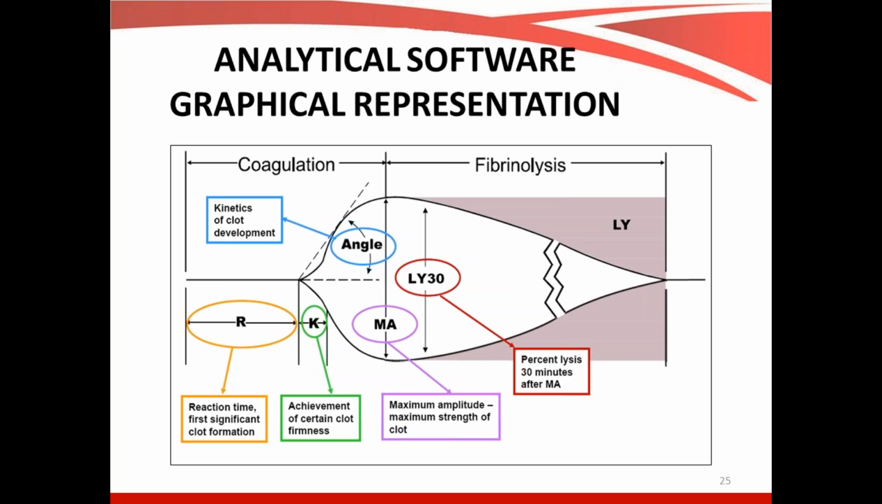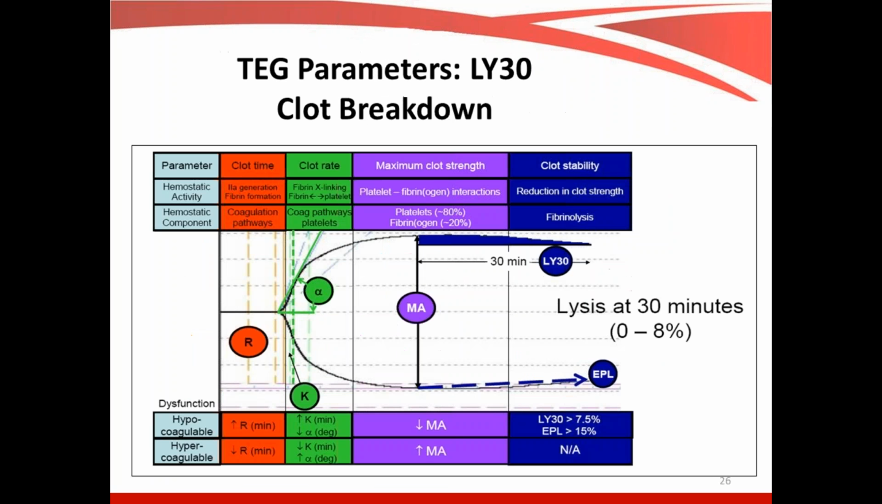So you get an MCQ. What factors tell you about hyperfibrinolysis? R, K, alpha, or L30? What would you mark? L30. So that's how you come to know that for R, K, and alpha angle and MA, it is coagulation or thrombosis. And once fibrinolysis or clot retraction happens, it is a lysis 30 or a lysis 60. So you must be very familiar with this entire setup.